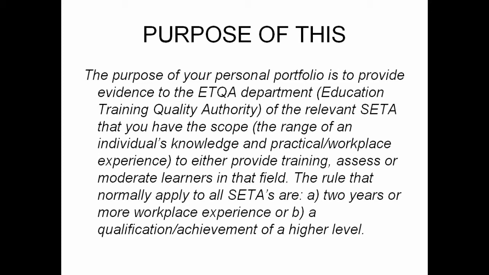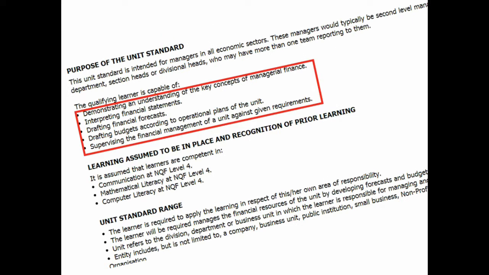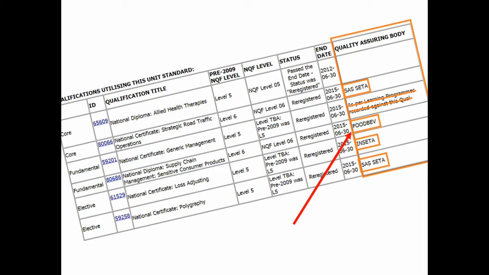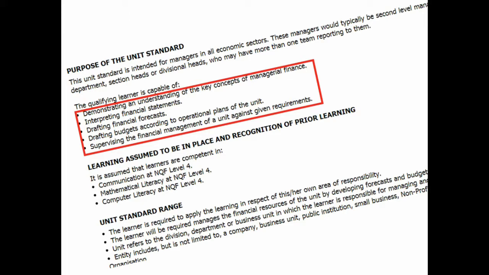How does the SETA or ETQA check this? The ETQA managers will follow the following steps. 1. They identify the unit standards in your application that you require scope for. 2. They then look at the following. A. They first confirm that the unit standards belong to their SETA by looking at the bottom of the unit standard. B. Look at the range statement and embedded knowledge on the unit standard for specific instructions on facilitation, assessment, or moderation options. C. Identify the different specific outcomes and the assessment criteria on the unit standard and match this to your personal portfolio to confirm you have the scope for the area.